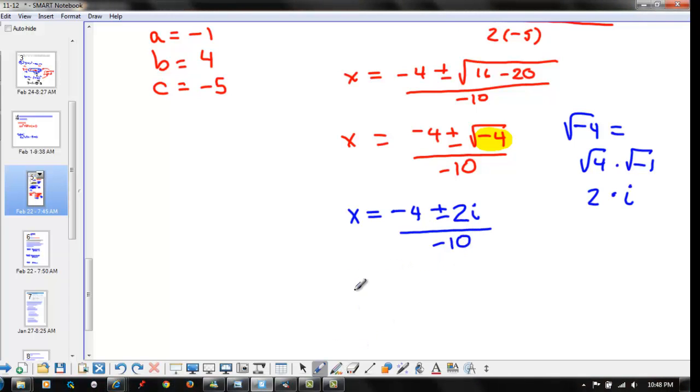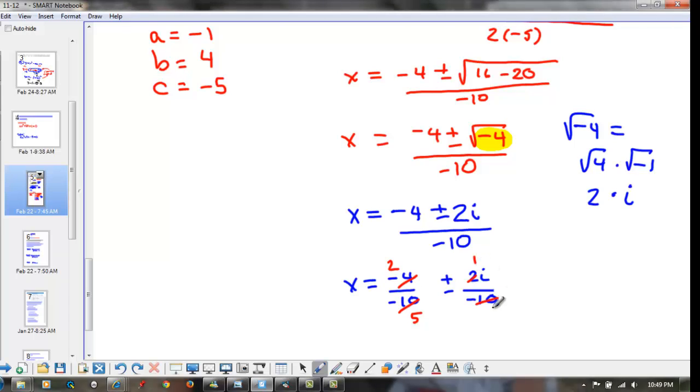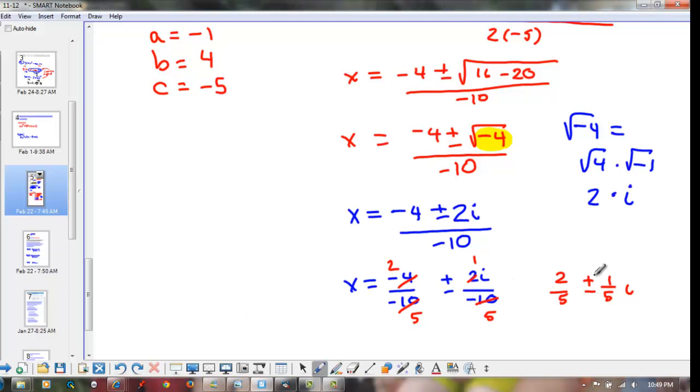And if we want to clean this up a little bit further, we can split this up into negative 4 over negative 10 plus or minus 2i over negative 10. And it is okay to now divide out 2 into both of these and 2 into both of these. So it looks like our final answer, negative over negative is positive, so we're getting 2/5 plus or minus 1/5 i, or 1 over negative 5 i. That really doesn't matter because you're going to take both plus or minus anyway, so we could just leave that negative off that second one. Okay, so those are our solutions for this problem.